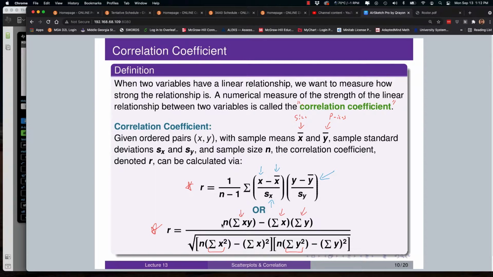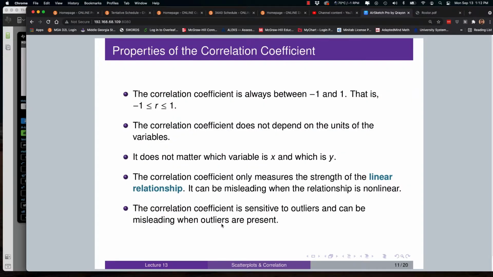The second formula, though, I want to show you how you can use that in just a minute, but let's talk about the correlation coefficient and some of its properties first. So the correlation coefficient will always be some value between or including -1 and 1. So our correlation coefficient value falls between -1 and 1 and can include or be -1 and 1.